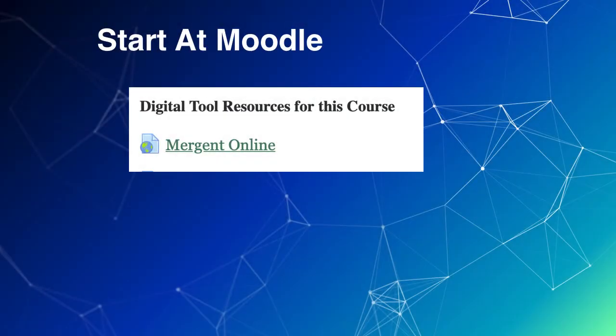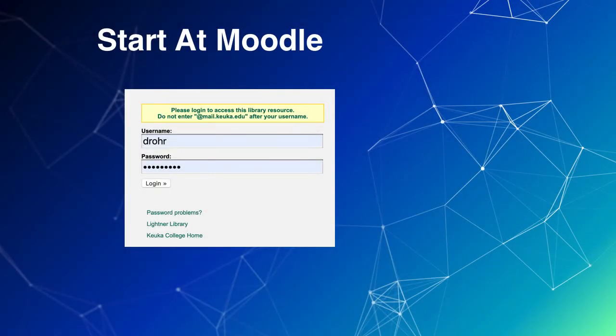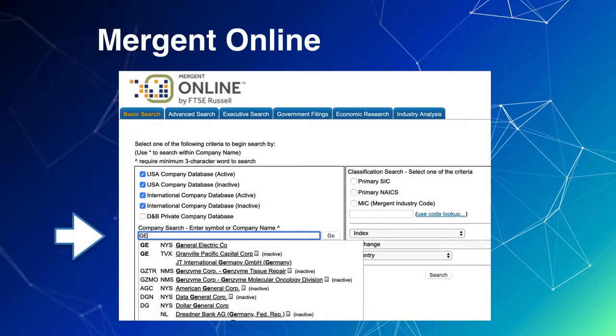To get to Mergent Online, start in Moodle, and as you will see, there's a Mergent Online link under Week 2. Click on that. You get to your little sign-in dialog. Enter your information for the college, and you come to the Mergent Online main access portal.